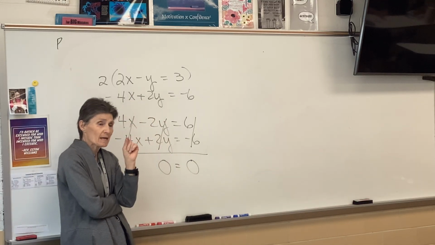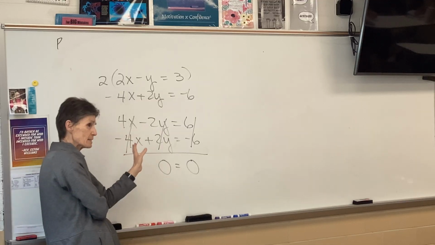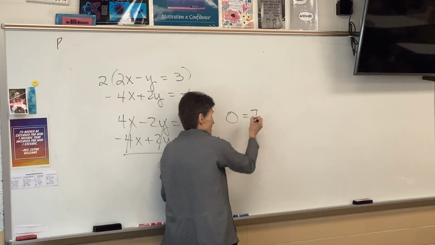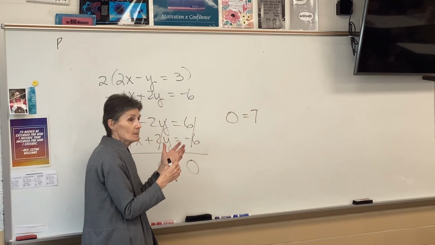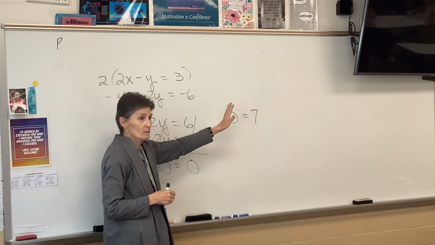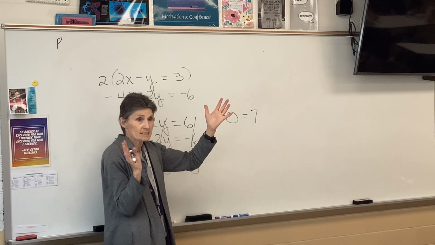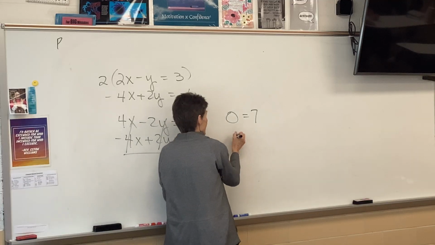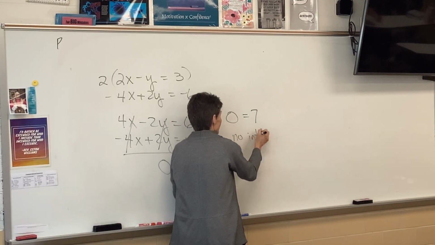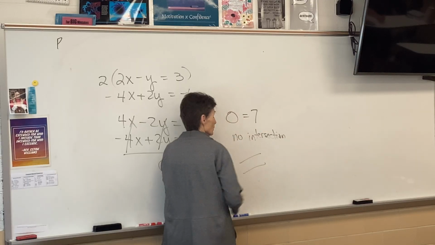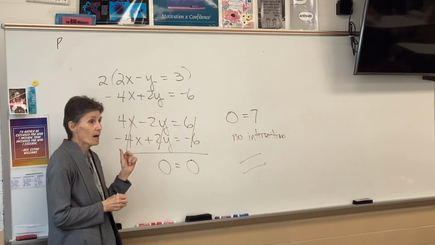Last time we were together, we had a situation similar to this, but it ended up like this, something like that. These are very different. 0 equals 7 is never true, right? So this means the lines don't intersect. There was no intersection. Whatever your shapes were, they weren't intersecting. If they were lines, they were parallel.